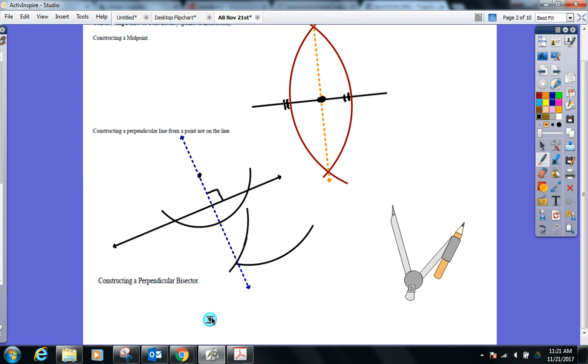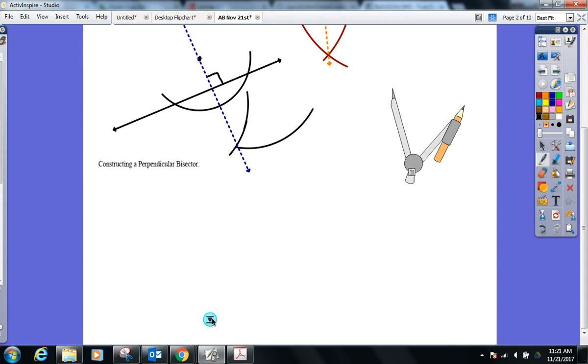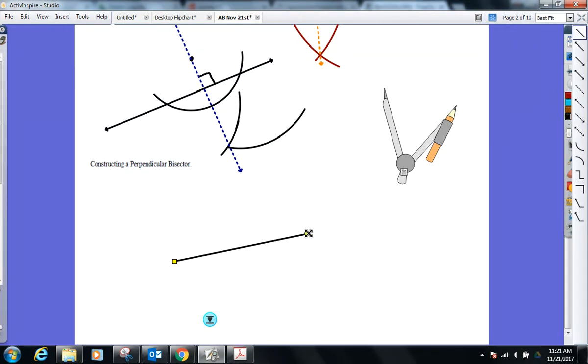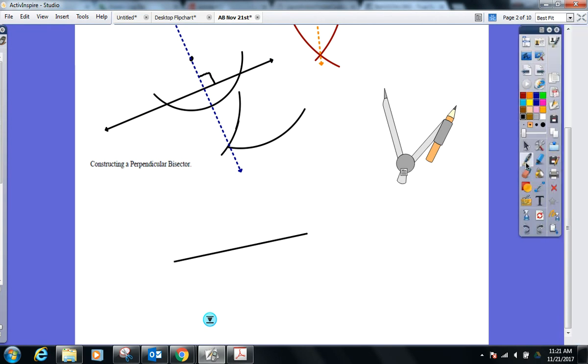All right, here we go. I know this is a little bit redundant, but perpendicular bisector. Let's see it. Give yourself a line segment because we can't bisect a line. Give yourself a line segment. Construct the perpendicular bisector for me. Should get plenty of practice in this one today.